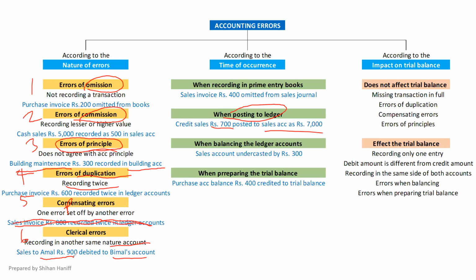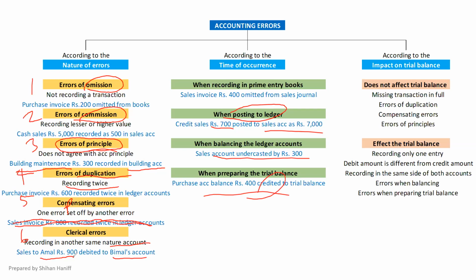When balancing the ledger, the sales account is undercast, meaning undervalued. When preparing the trial balance, the purchase account balance is a debit balance, but it was credited to the trial balance. So these are the errors we divide according to the time of occurrence.